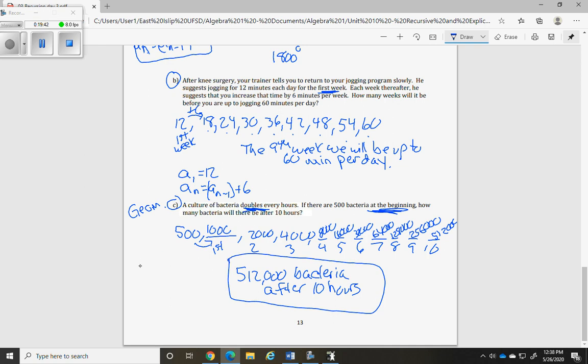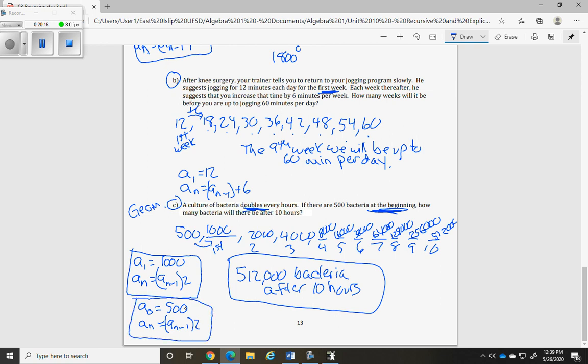If we were to write the recursive formula, my first term, I'm going to say is 1,000. And then to the term I know, I will multiply it by 2. This is one way that we can write it. You are allowed to use your 0 term. You're allowed to say that a sub 0 equals 500 and a sub n equals a sub n minus 1 times 2. So you notice the second part stays the same. It's the first part of the recursive formula that you just have to be careful of, because this is what it started with, so it was the 0 term.